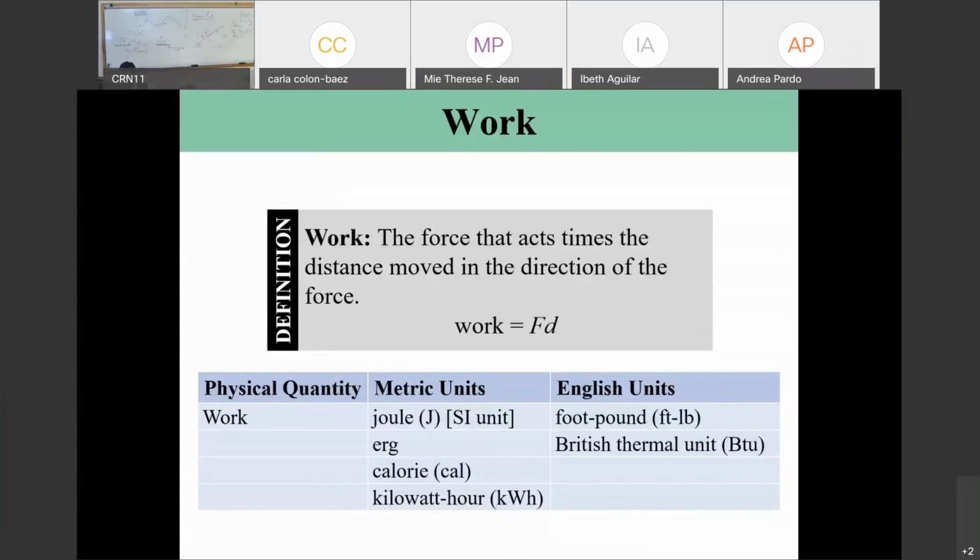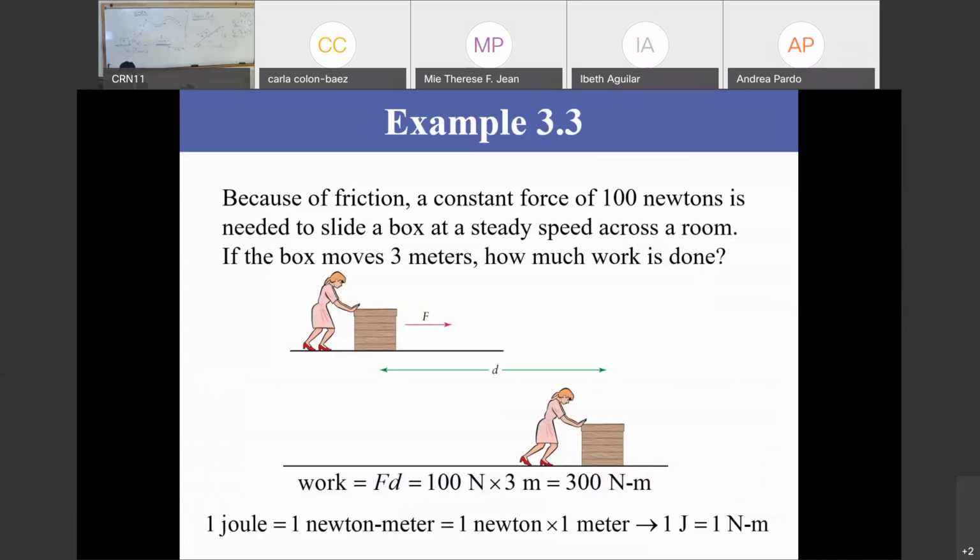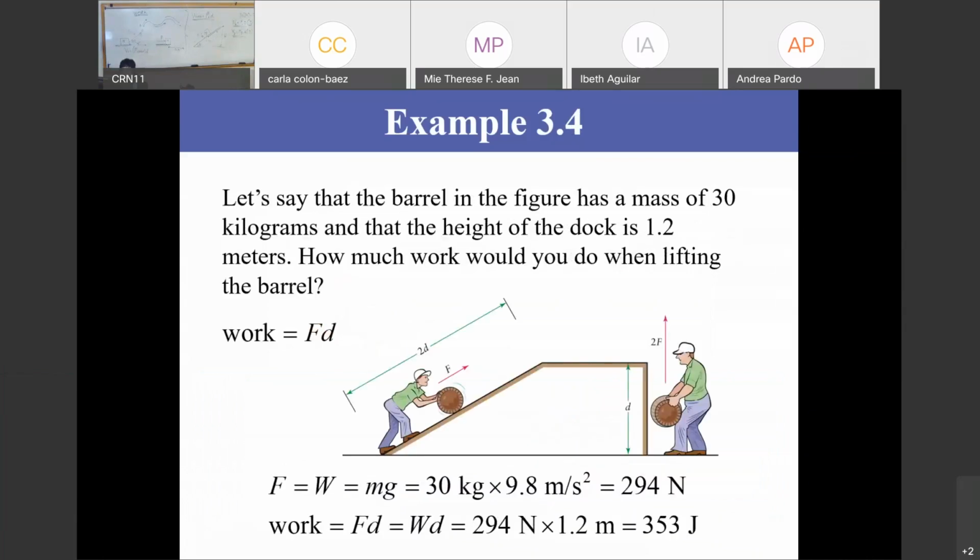There's the equation for work, and that's an example there: 100 times 300 newton meters, or 300 joules. Okay, let's see this. Let's say you have a barrel in the figure that has a mass of 30 kilograms, and the height of the dock, so you're on a dock. They give you the height, right? And they ask you how much work will you do when lifting the barrel.